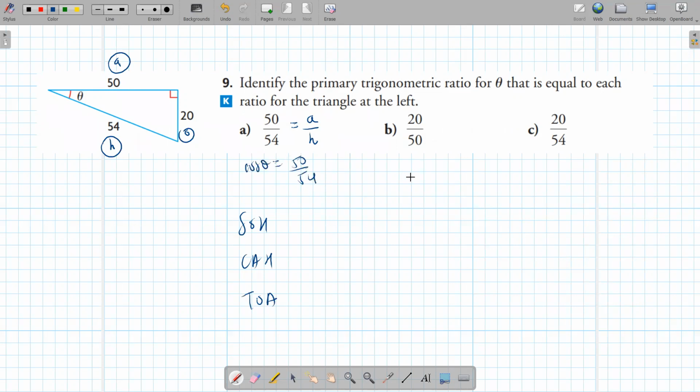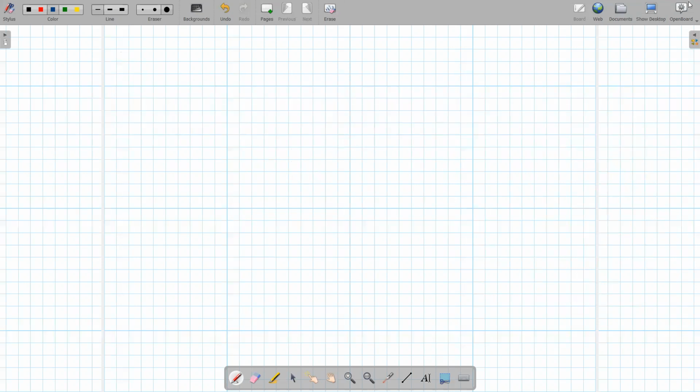What about 20 over 50? It is tan, it's O over A, right? So tan theta. Again, we don't know what theta is. We can find it by doing tan inverse of 20 over 50. And finally, the last one must be sine, right? There you go. Easy as that. That makes sense? The trig is kind of interesting.